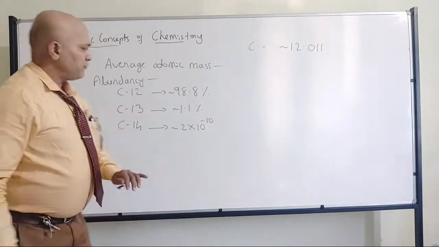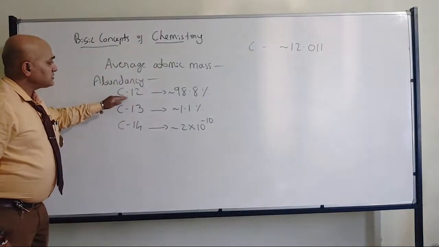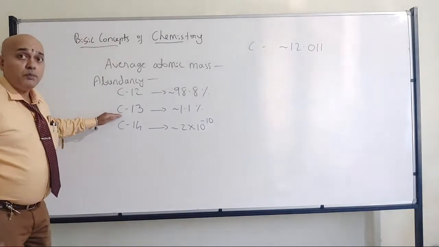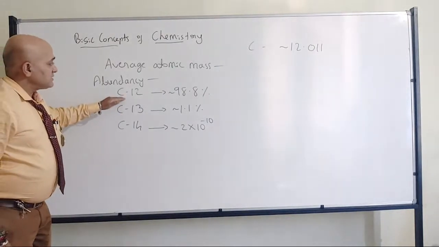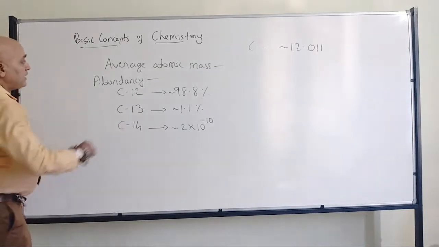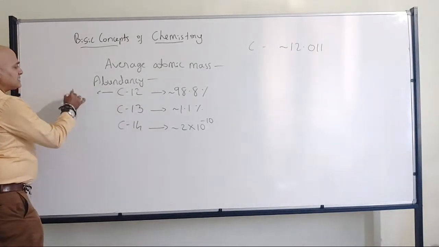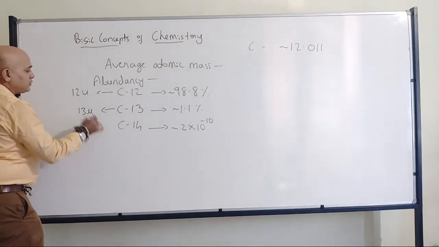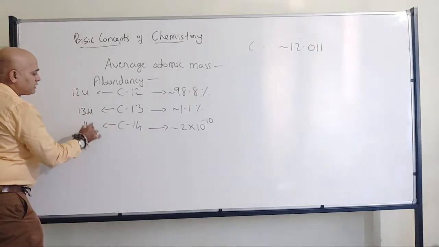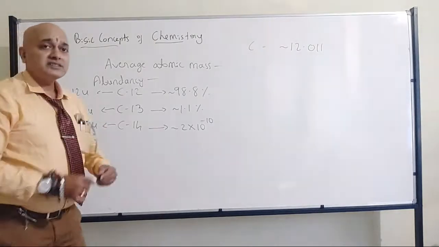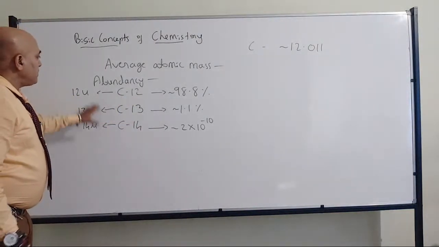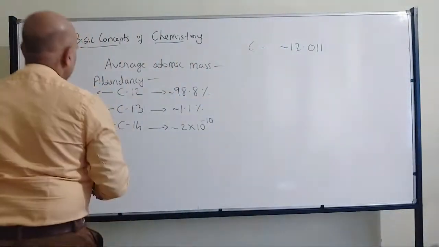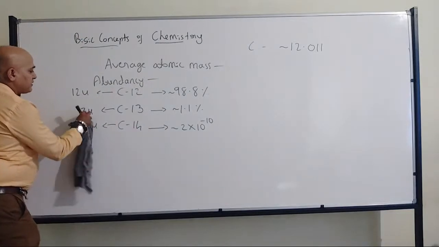Now we know that the atomic mass of carbon 12 is 12 gram, if I am talking about mole, otherwise atomic mass unit. So the atomic mass unit of this carbon is 12 U, this one will be 13 U, and this one will be 14 U. So that's where I have the atomic mass unit for the different isotopes.